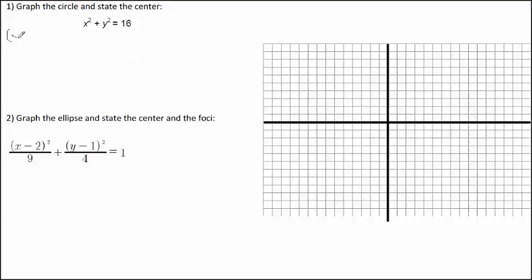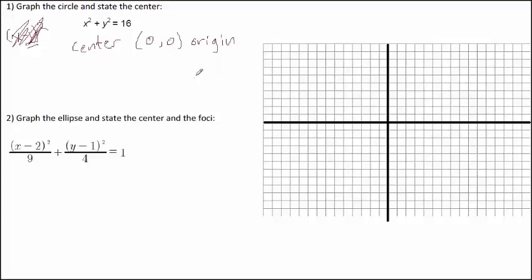For example, you might have x minus 1 squared. That means the center is going to be 1 away from the origin on the x-axis. Now over here, there is none. Over here, you just have a plain x and a plain y, which means the center has to, by definition, be the origin, (0, 0). So we don't have to worry about that too much.